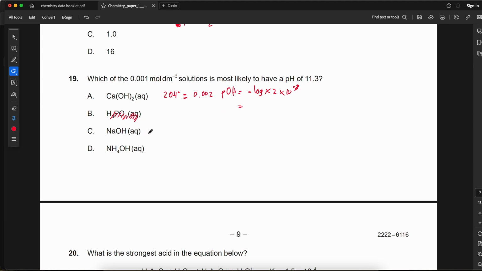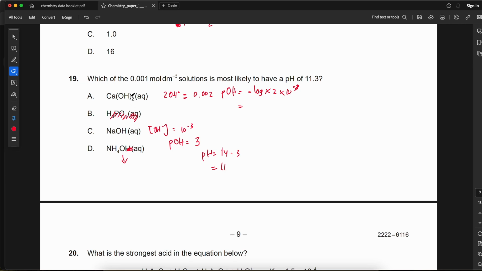Let's do C. C is also a strong base that would dissociate completely, so NaOH has 1 OH, so the concentration of OH will be 10 to the power negative 3, and pOH will be 3, so pH would be 14 minus 3, which is 11. NH4OH is a weak base, so it partially dissociates, so it's also close to 7.